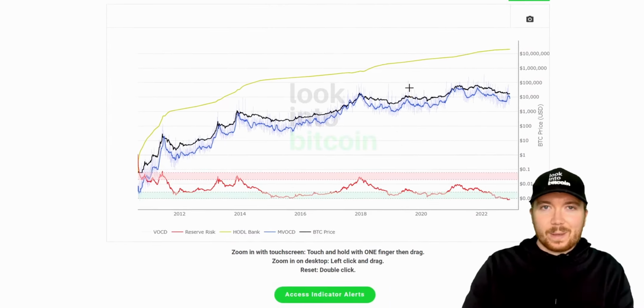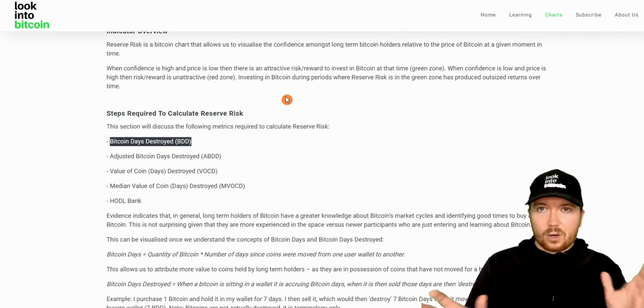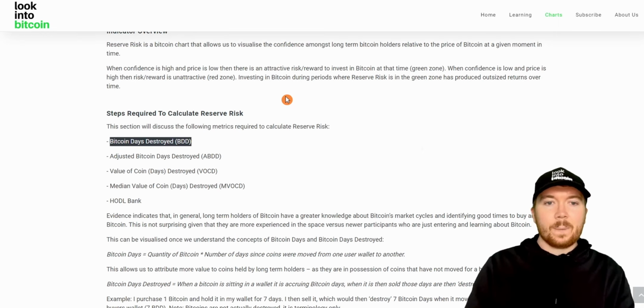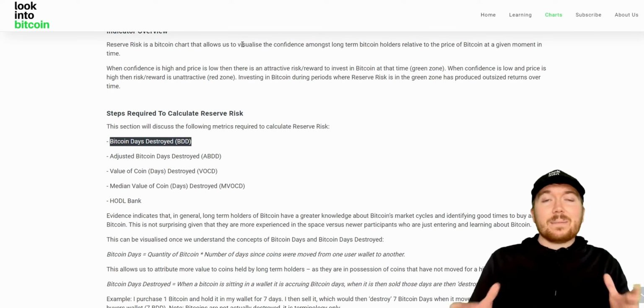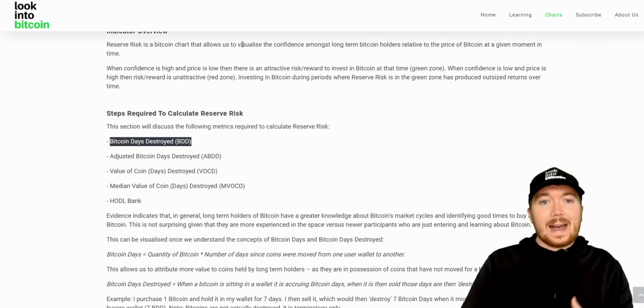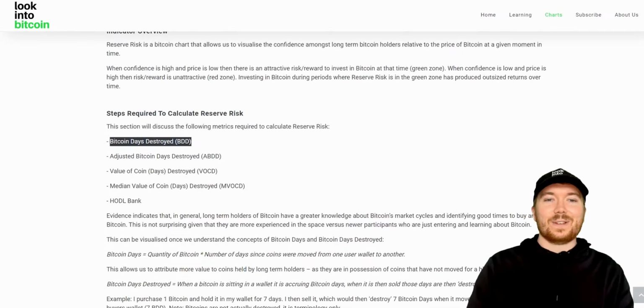So the first is the Bitcoin days destroyed. And we actually have a chart representing the Bitcoin days destroyed, or coin days destroyed, whichever you'd prefer to call it. And this is the total amount of days a Bitcoin has been sat in a wallet before it is transacted, multiplied by the quantity of that Bitcoin. So that might sound a little confusing, but for example, if I held one Bitcoin in my wallet for 10 days and then sent it to another wallet, I would add 10 Bitcoin days destroyed, or coin days destroyed, which we have a chart for on Look into Bitcoin, which is useful in its own right, but we'll just stick to the one for today, reserve risk.